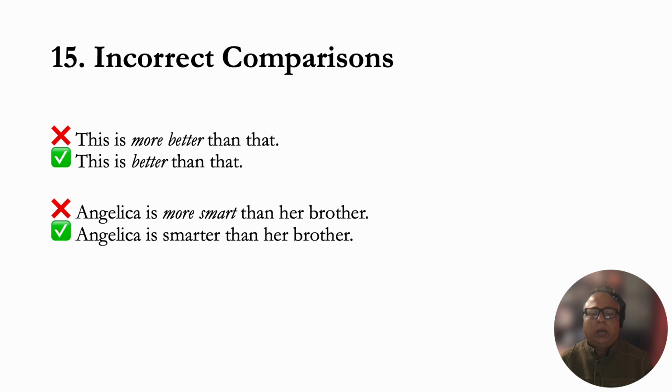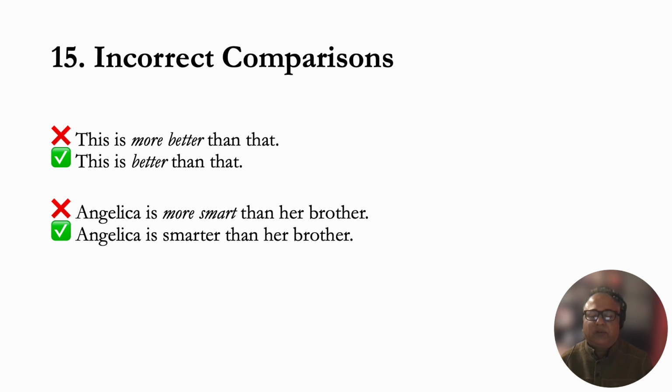All right, very good. Incorrect comparisons. This is more better than that. Now, more and better can't go together, because more is comparative and so is better. So you say, this is better than that. My students sometimes make these mistakes. They will say, my so-and-so is more long, or she's more smart than my brother.